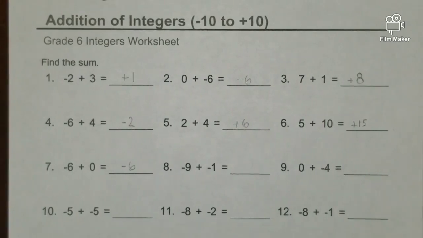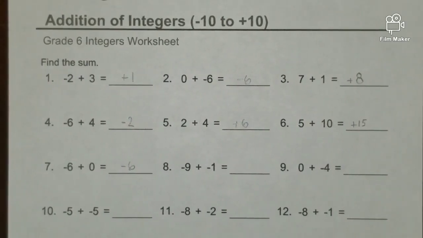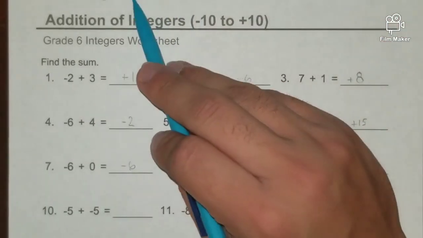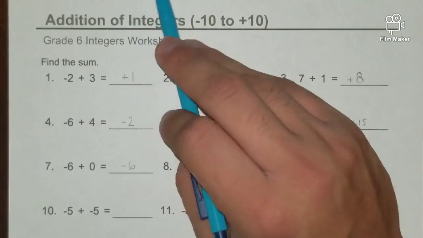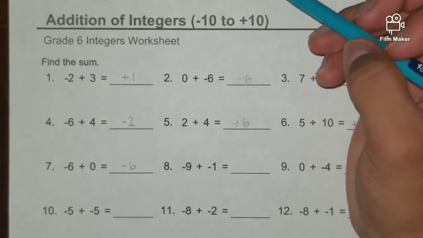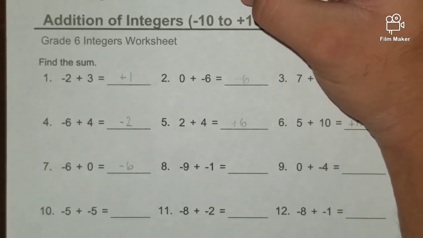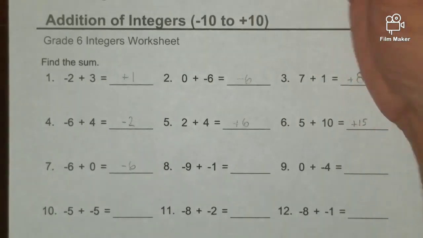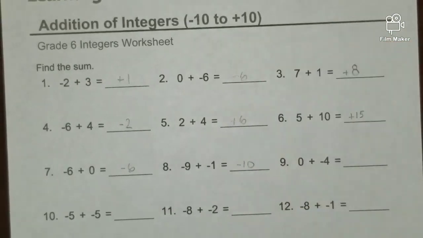For the next one, we have negative 9 plus negative 1. So we start at negative 9 and we add negative 1. Since we're adding a negative, we're going to the left of the number line. So we're going from negative 9 and adding negative 1, so 1. So our final answer will be negative 10.